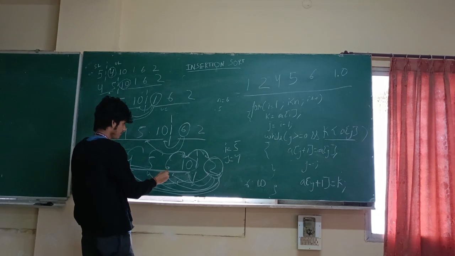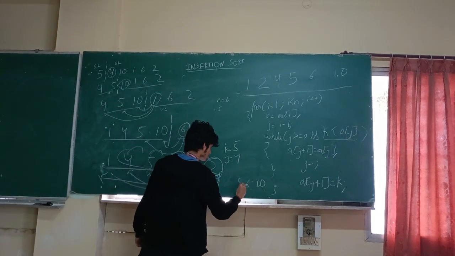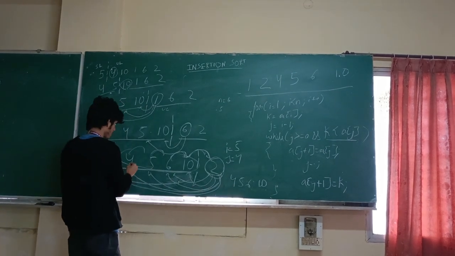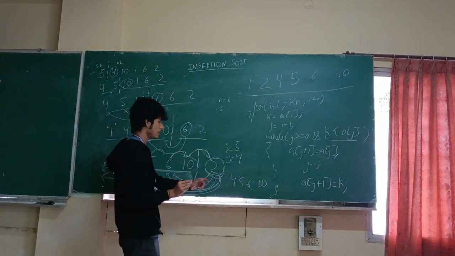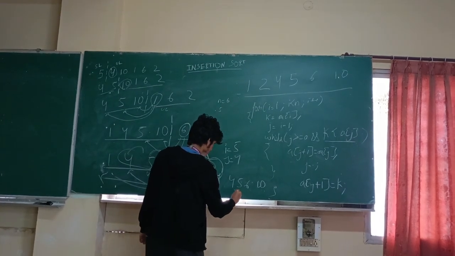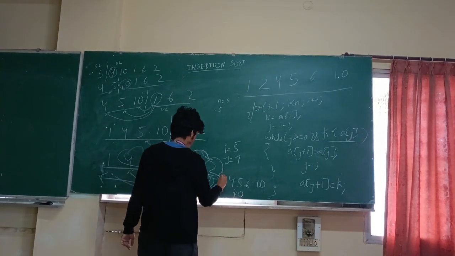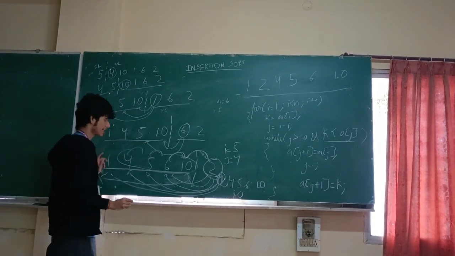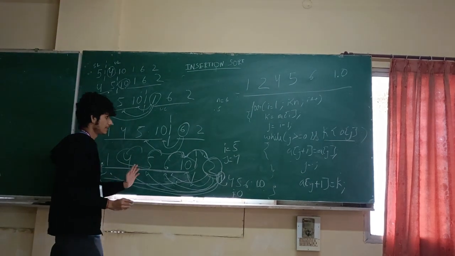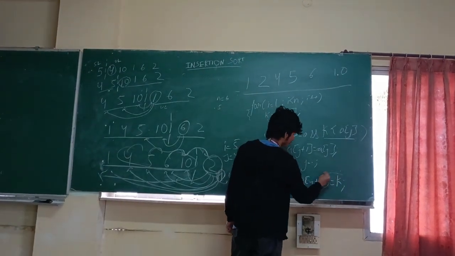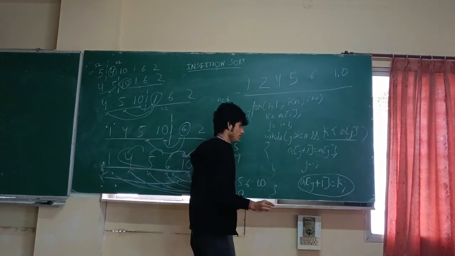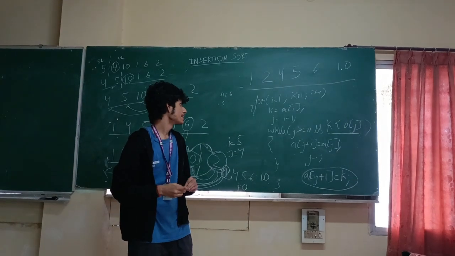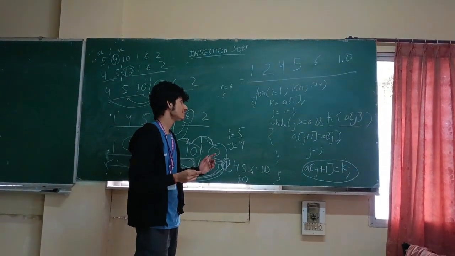Then 2 is compared with 5. Yes, we are moving 5 by one position. 2 is compared with 4. Yes. Then 2 is compared with 1. No. So at this time, the j value is 0 when it is compared with 1. So we can see the second value should be at the first index, that is, 0 plus 1 should be equal to the key value. So this is insertion sort.